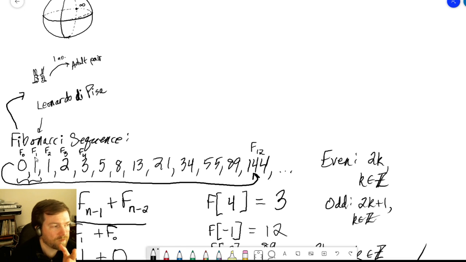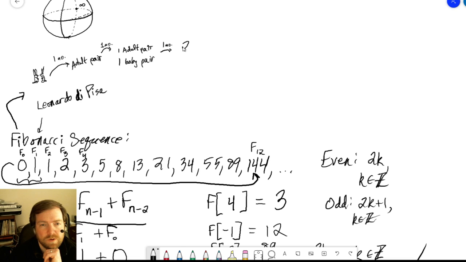So here we've got 1 for the baby pair of rabbits you get, 1 for the adult pair of rabbits you get, and then after 1 month further, you end up with the adult pair that you already had, plus 1 baby pair. After 1 more month, this baby pair grows up into an adult pair. And then the adult pair that we had last time mates again and has 1 more baby pair. After another month, the 2 adult pairs have baby pairs, and the baby pair grows up into an adult pair, making it 3 adult pairs now.